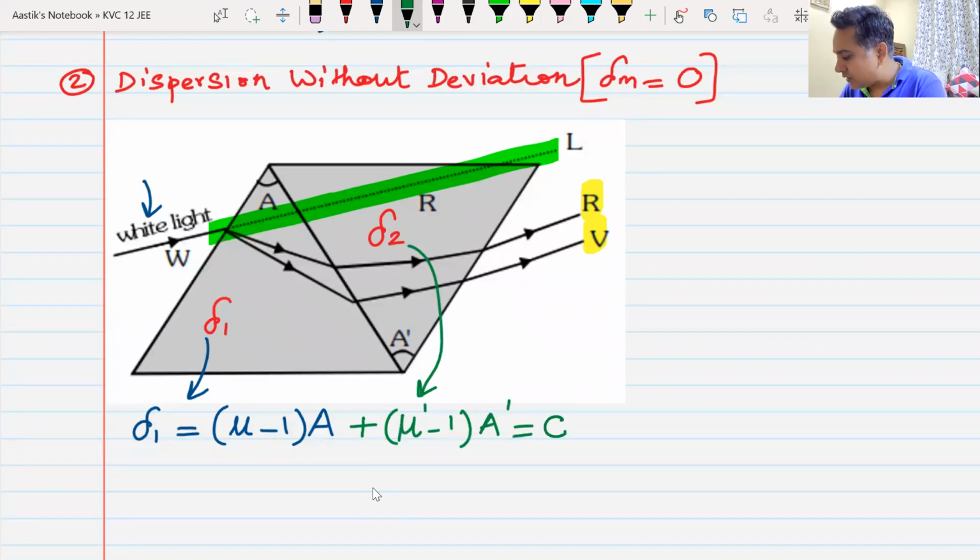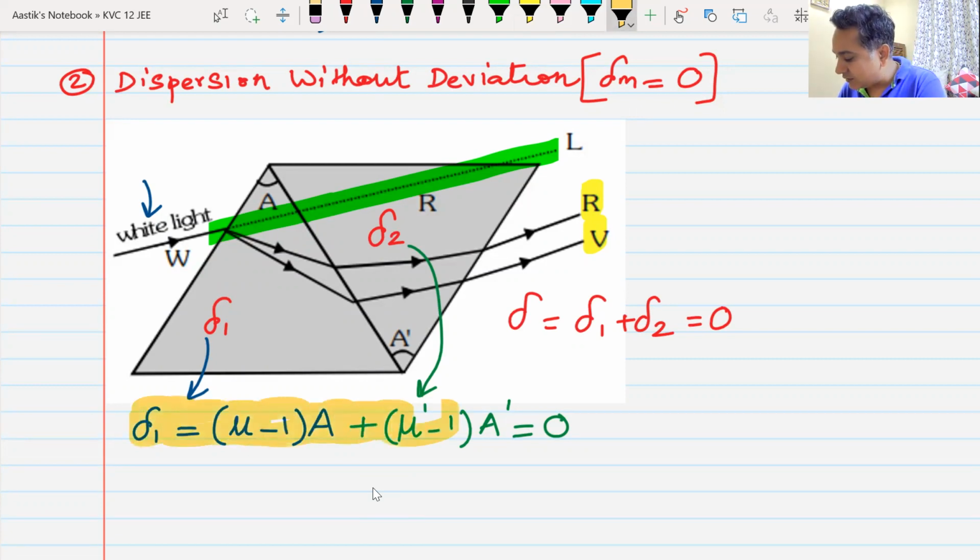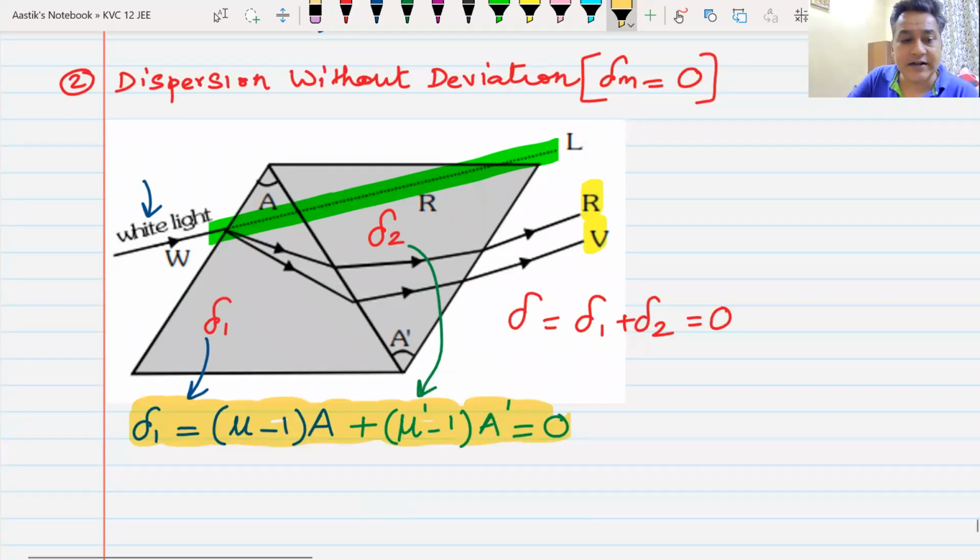And that has to be equal to 0. Why does it have to be equal to 0? Because the total deviation, which is delta 1 plus delta 2, has to be equated to 0. From here, you should be able to tell me the relation between A dash and A.